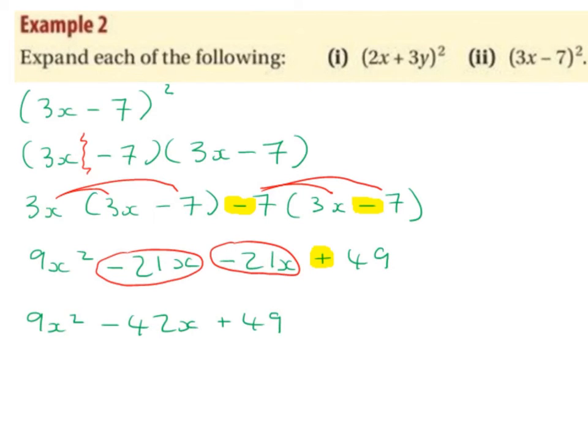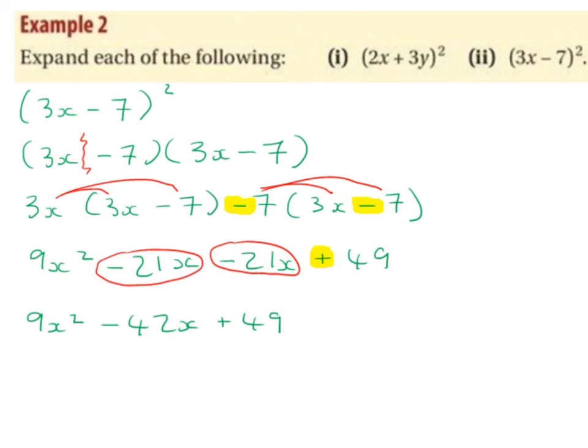So I brought down the 3x, stuck on 3x minus 7, brought down the minus 7, and stuck on 3x minus 7. So 3x by 3x is 9x squared, 3x by minus 7 is minus 21x, minus 7 by 3x is minus 21x, and minus 7 by minus 7 is positive 49. Be really, really careful, it's so easy to make mistakes. A minus by minus gives a plus.